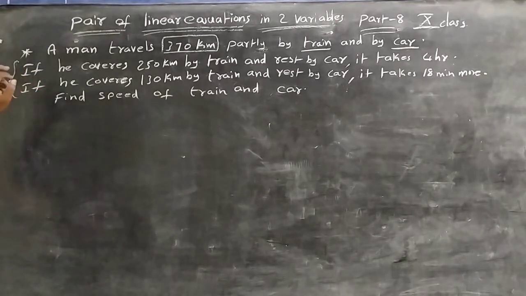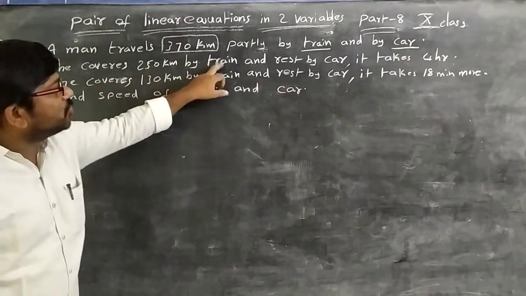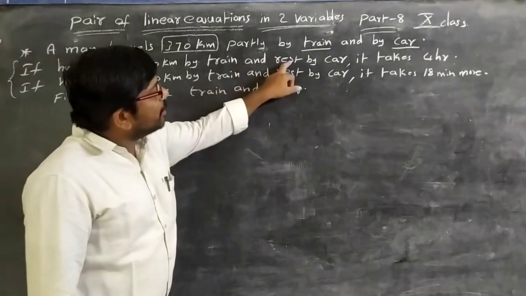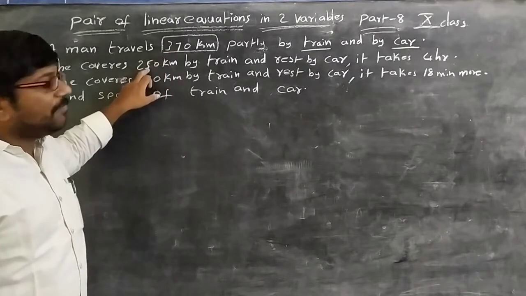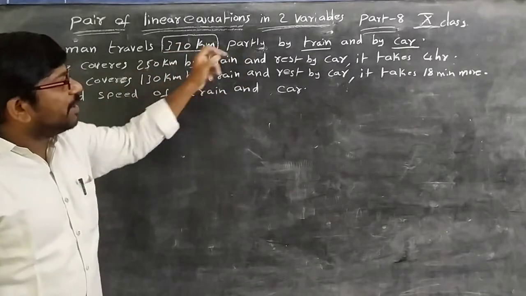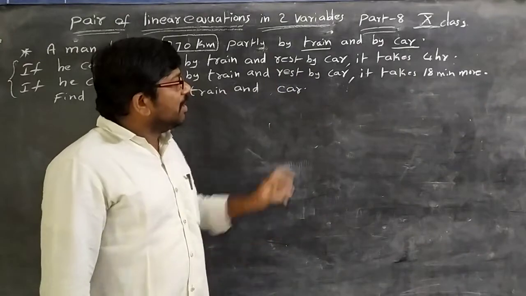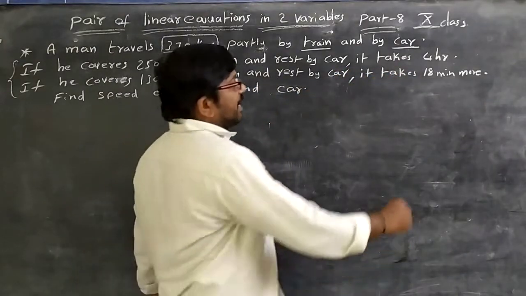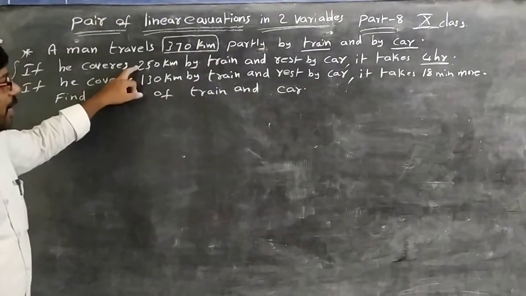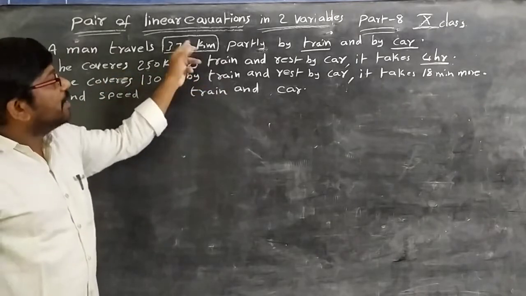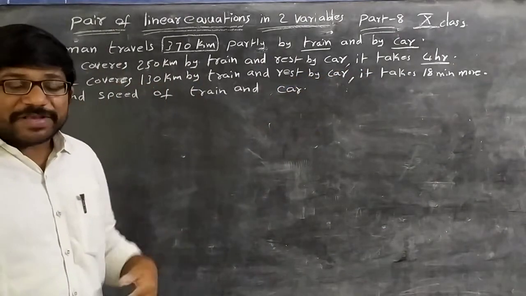Observe carefully. In the first situation, he covers 250 kilometers by train and the rest by car. Out of 370, 250 kilometers by train, and the rest is 370 minus 250, by car. It takes 4 hours to travel. That is the first case.